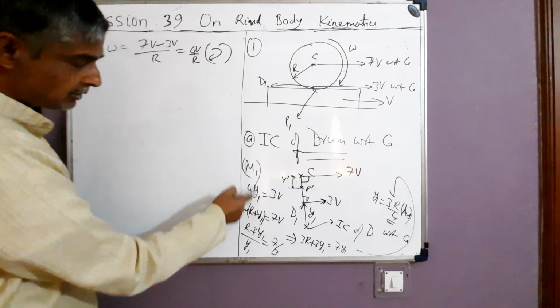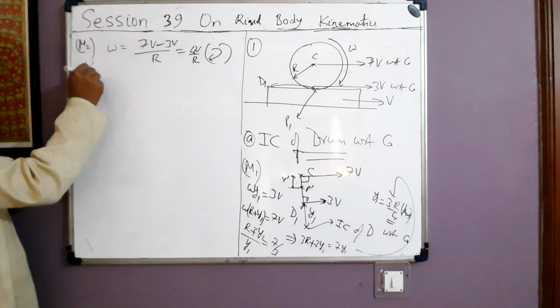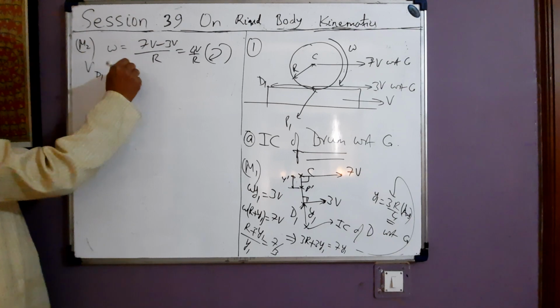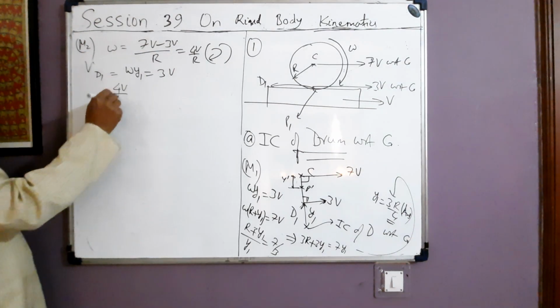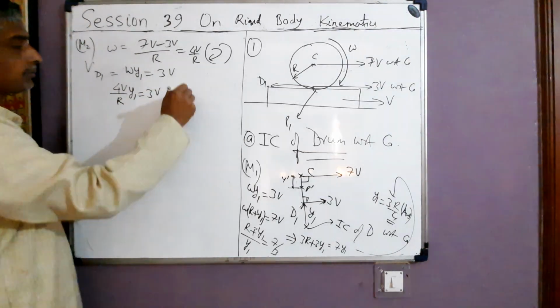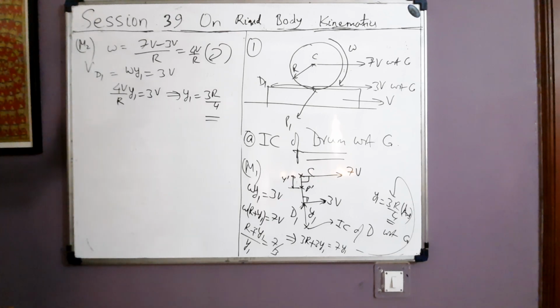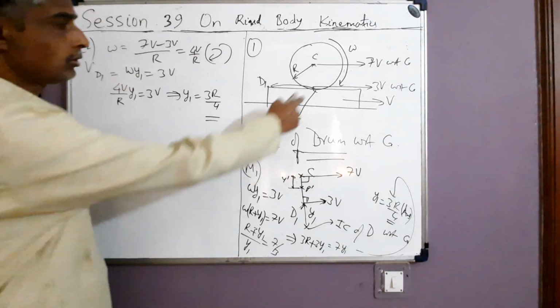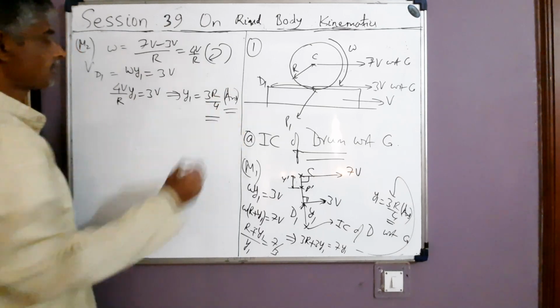Now we apply any one of these formulas to get y1. Suppose I apply this formula. The velocity of D1 should be omega y1, that is the same as 3v. Omega is 4v by r, so 4v by r into y1 is equal to 3v. So y1 becomes 3r by 4. So 3r by 4 below D1 is the required answer.